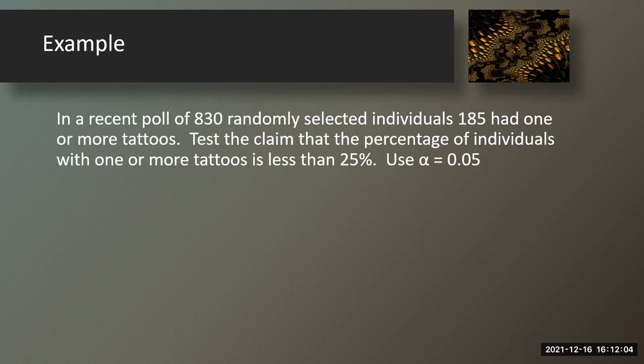So we have a recent poll of 830 randomly selected individuals. 185 had 1 or more tattoos. We want to test the claim that the percentage of individuals with 1 or more tattoos is less than 25%. And we'll use a level of significance of 0.05.